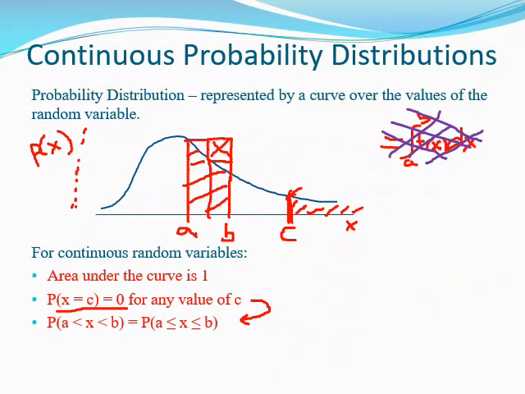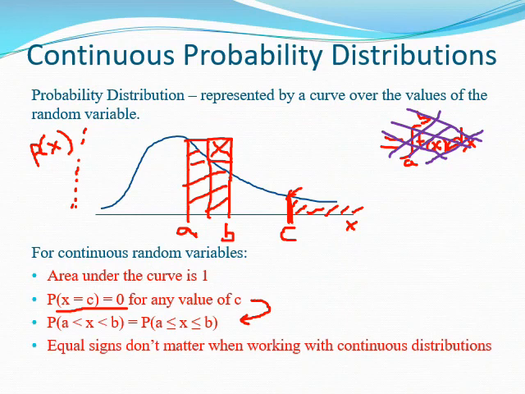And so the bottom line of this discussion is equal signs don't matter. When you're working with continuous distributions, equal signs don't matter. Now, if I was back talking in terms of the discrete distributions like the binomial, the Poisson, which we didn't really look at all that much, equal signs matter a whole lot there.